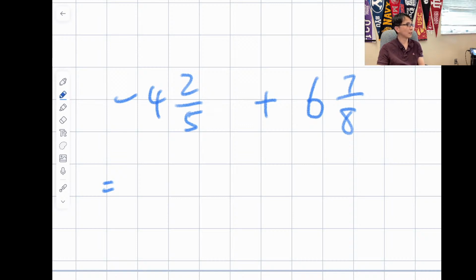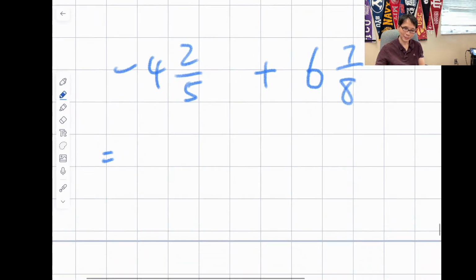How many people are confident about their answer? Raise your hand if you're confident about your answer. Okay. What do you get for your answer? 33 over 8. 33 over 8? Did anybody get 33 over 8? Either you're wrong or other people are wrong. So we don't know, right?